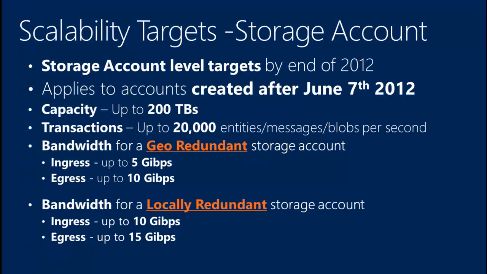And if I use locally redundant storage, and again, we recommend this when you can easily reproduce the data. So some of the high-performance computing stuff where you have some sort of base set of data, but I can generate this again. That might be something to use locally redundant data. The bandwidth is actually up to 10 gigabits in and 15 out.